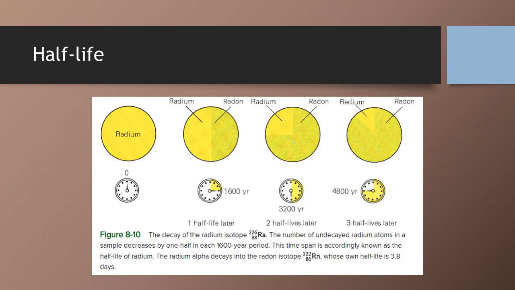This is just another way of looking at how radioactive half-lives occur. So let's say at time 0, we just start off with some amount of radium. The radium has a half-life of 1,600 years. So after 1,600 years, half of it is radium, and the rest is now the decay product, which is radon.